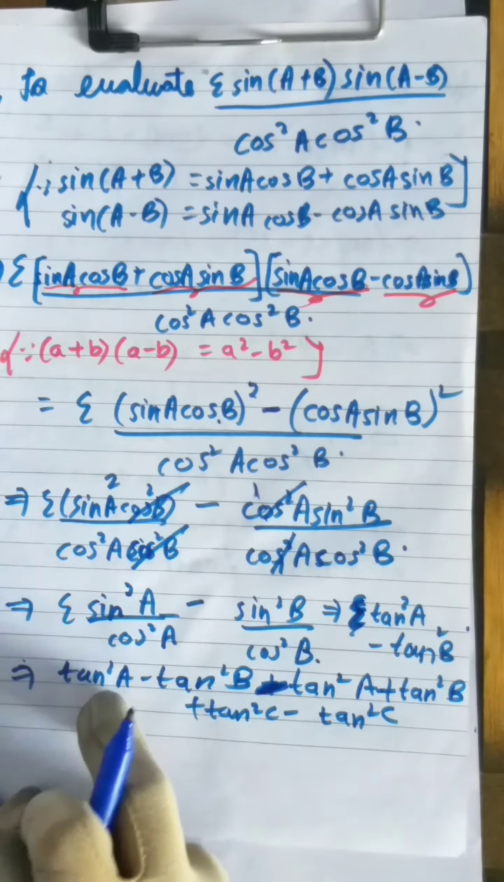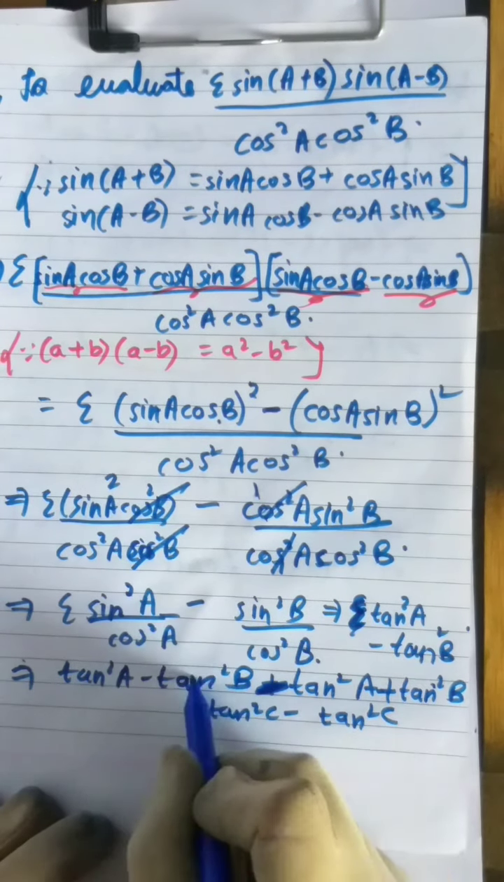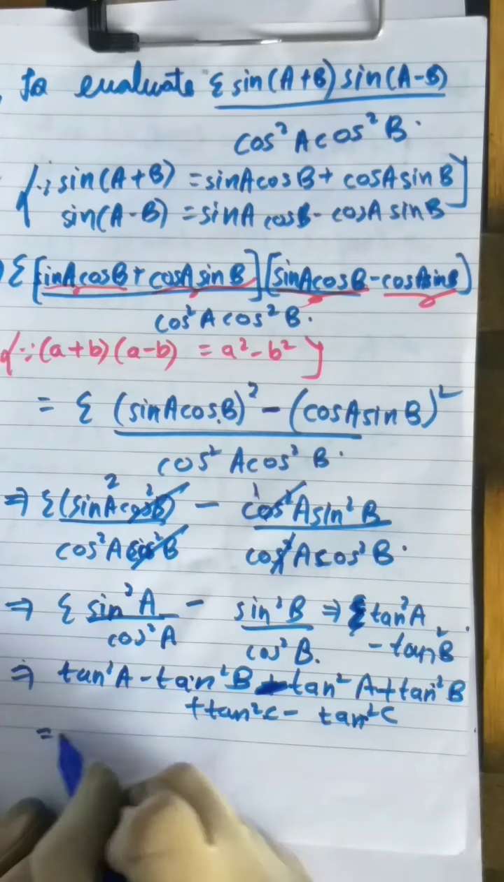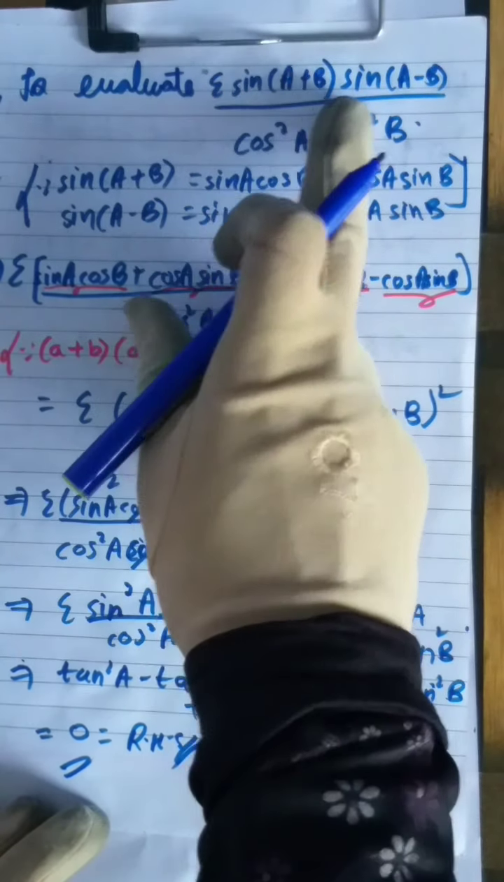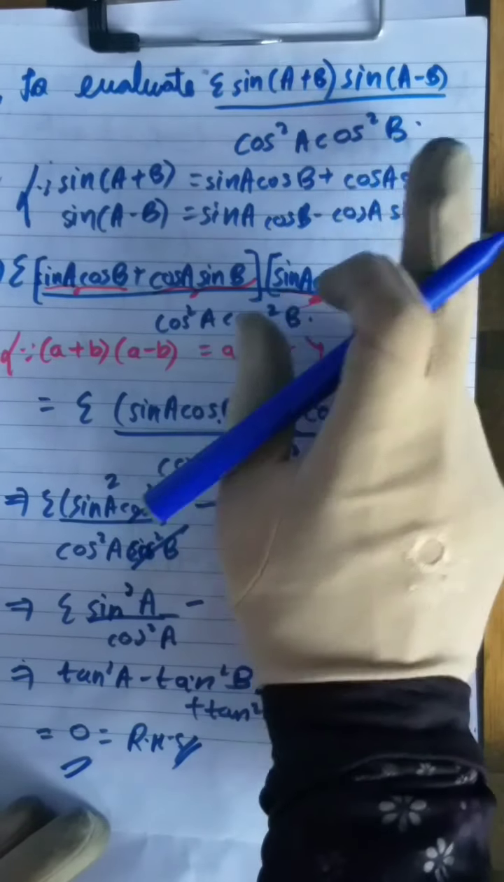So all are plus minus, plus minus, plus minus. So all will get cancelled. So what is the value of RHS we got? 0. So what is the value of summation sin(a+b) sin(a-b) by cos²a cos²b?